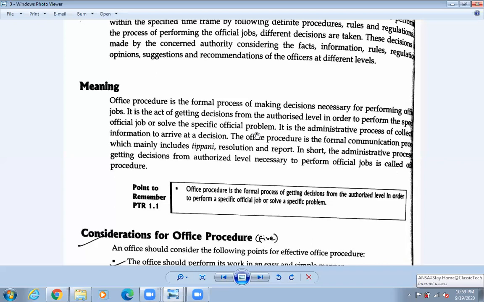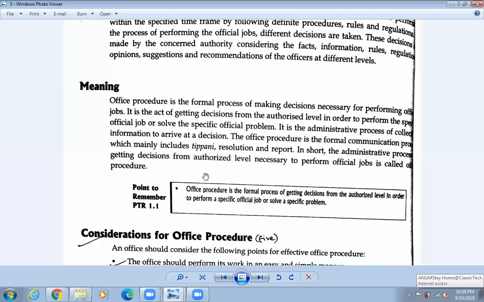Okay, the office procedure is the formal communication process which mainly includes tipni. Okay, so there are three things I told you just before also: tipni, resolution and report. So first of all, we will learn about the tipni. Then after that, tomorrow we'll start resolution, and the next one will be the report. So in short, the administrative process of getting a decision from the authorized level necessary to perform an official job is called office procedure. Okay, so hamilai chaine kaam.